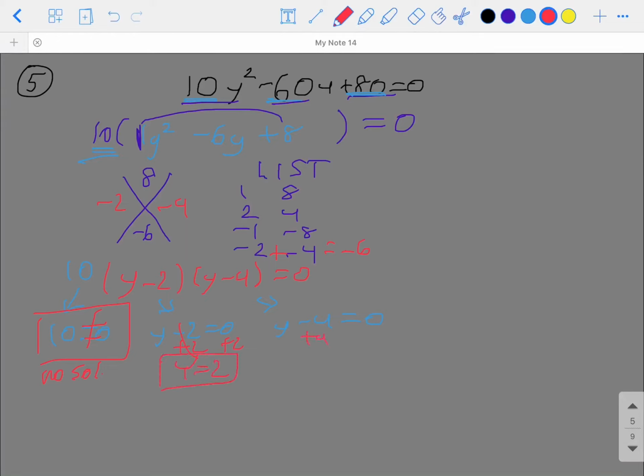I'm going to add 4 to both sides. 0 plus 4 is 4. So you have two solutions. You can verify that your answers are correct by plugging 2 in for x, or in this case, y. And the same thing can be done with 4.